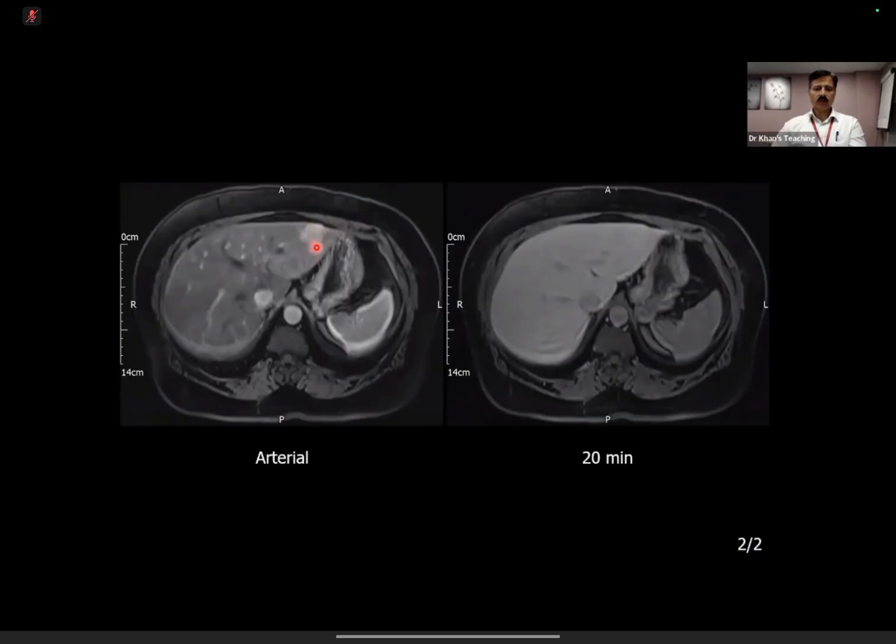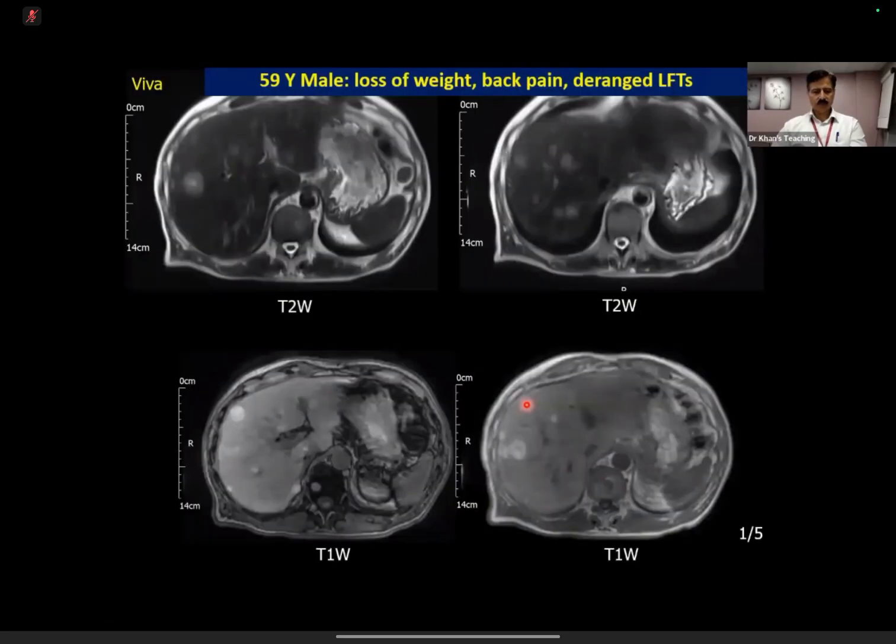This one was arterial, did not show any washout in any phase and retained contrast on hepatobiliary. This one did not show any washout, but then it did show washout on the hepatobiliary. Yeah.